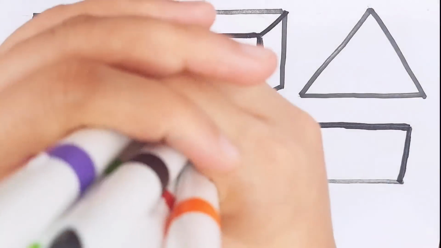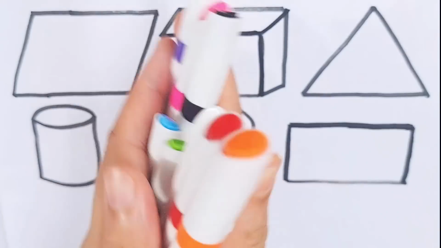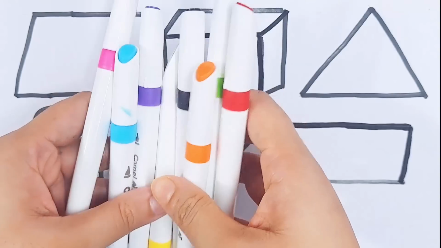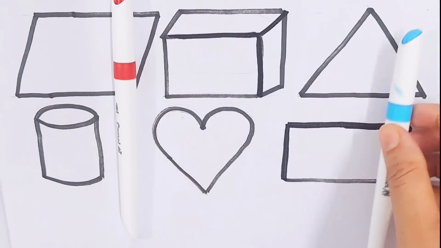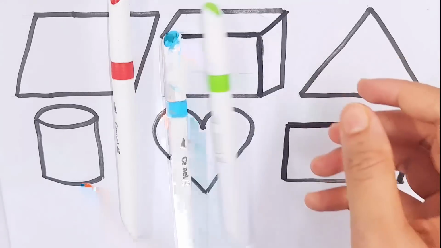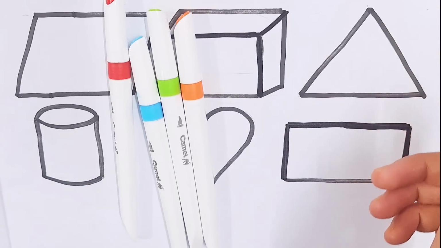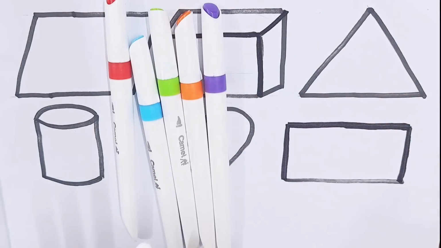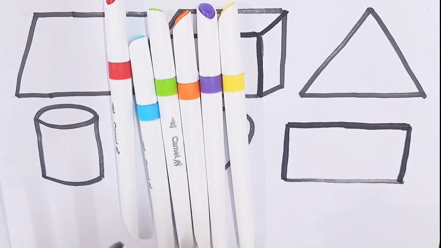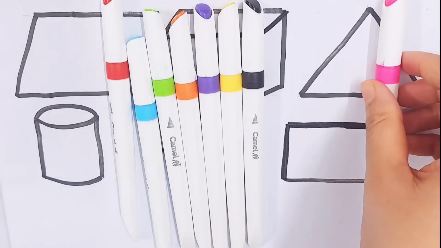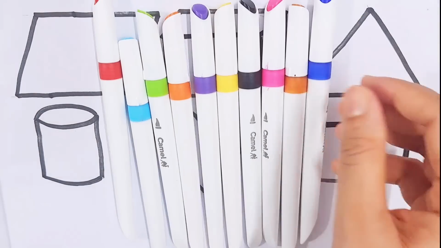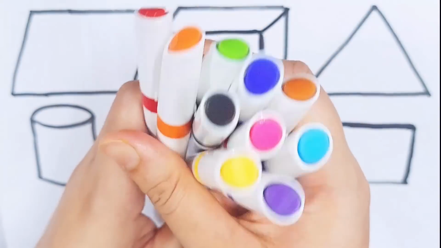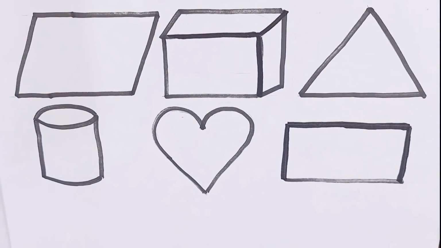Let's learn some colors. Red color, blue color, green color, orange color, violet color, yellow color, black color, purple color, brown color, dark blue color, dark blue color.